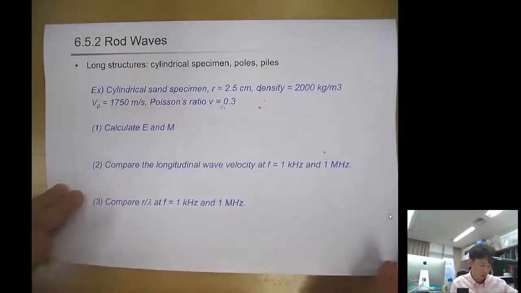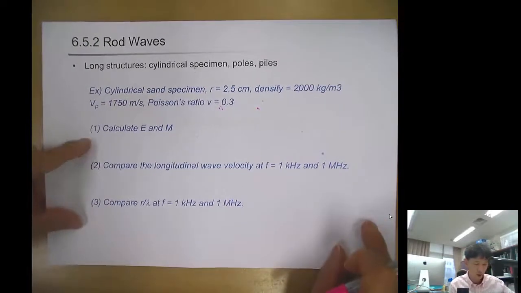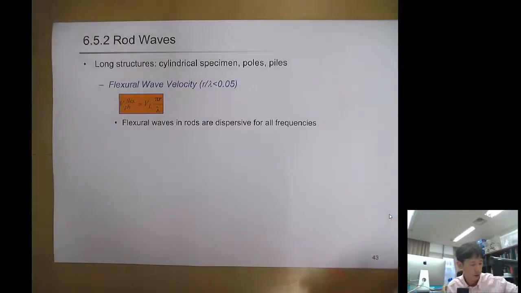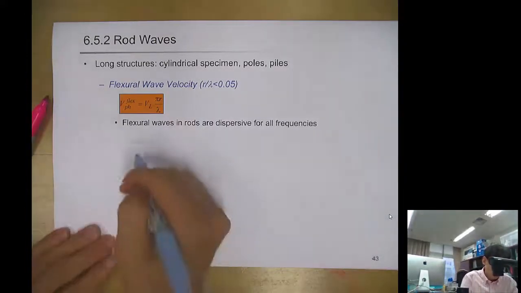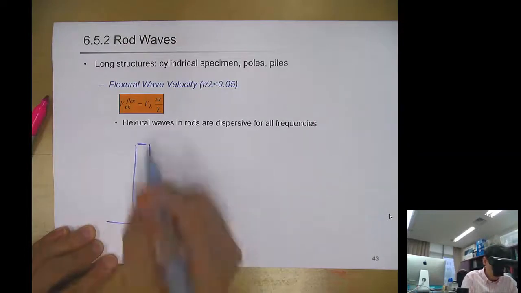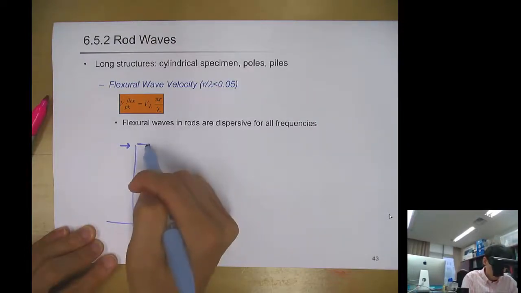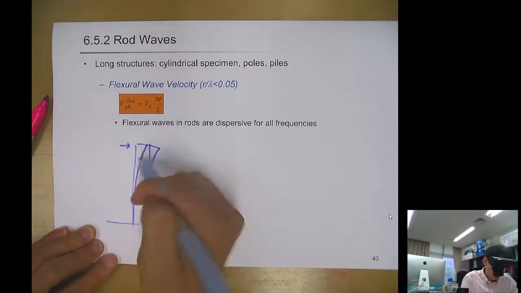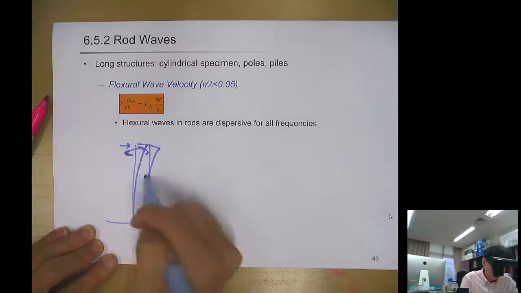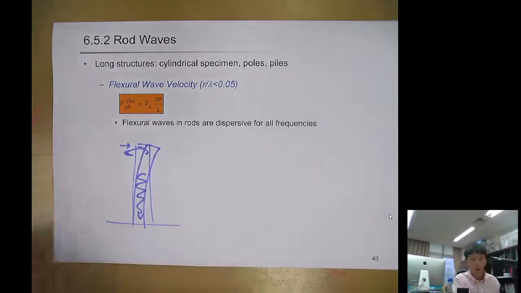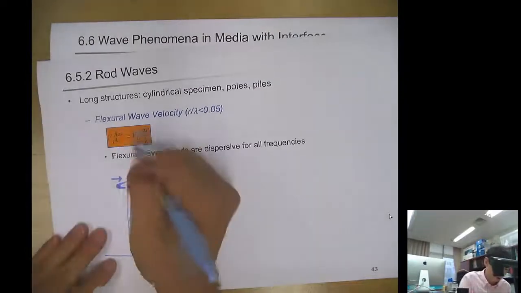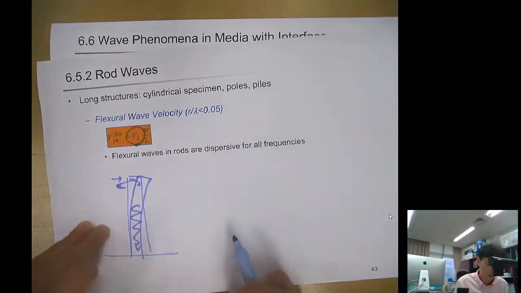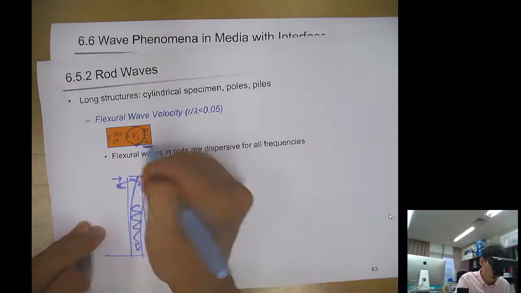We're going to talk about this in detail in the class. And also the flexural wave is like this. When you hit it in this way, it moves back and forth while the flexural wave propagates. And this is correlated to the longitudinal wave or the rod wave with the wavelength.